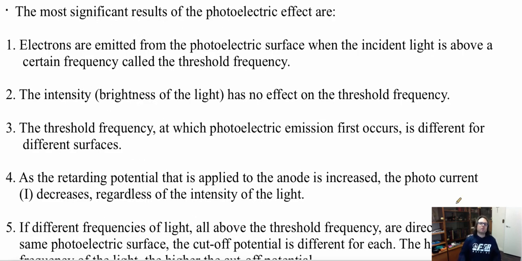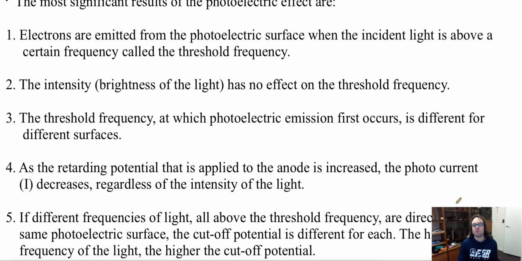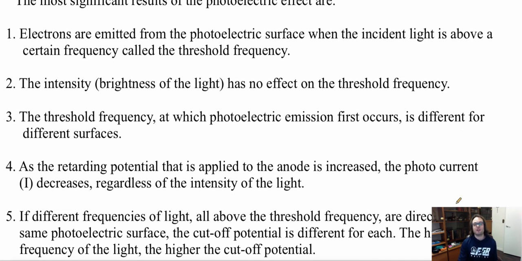So this is what we've learned so far, the most significant results of the photoelectric effect. Number 1, electrons are emitted from the photoelectric surface when the incident light is above a certain frequency, called the threshold frequency. The intensity, or brightness, of the light has no effect on the threshold frequency. The threshold frequency at which the photoelectric emissions first occur is different for different surfaces. So each surface has a different work function, or threshold frequency.